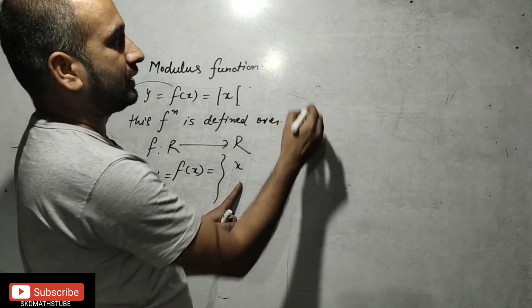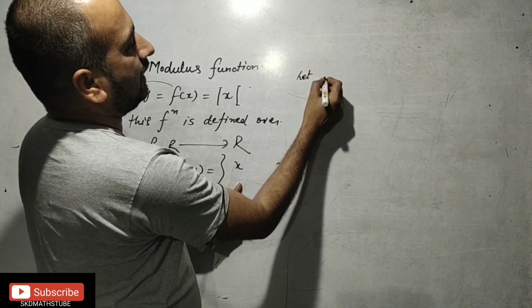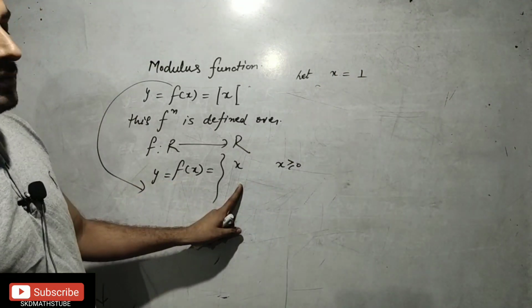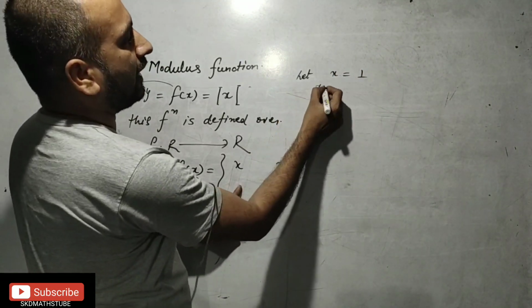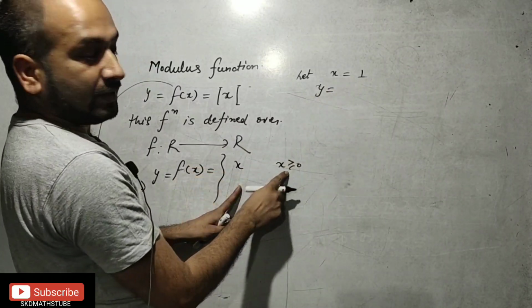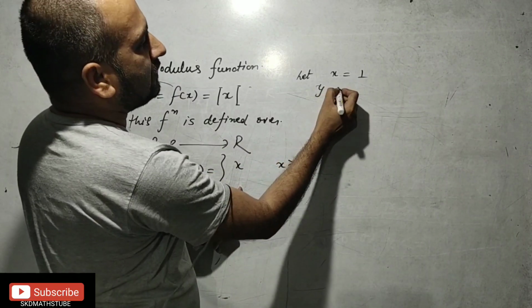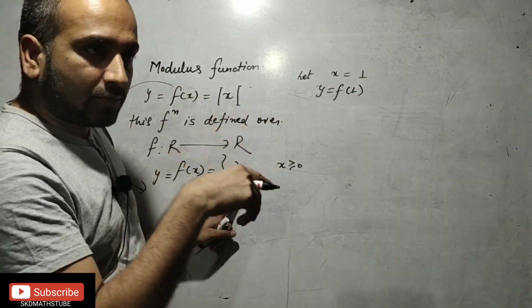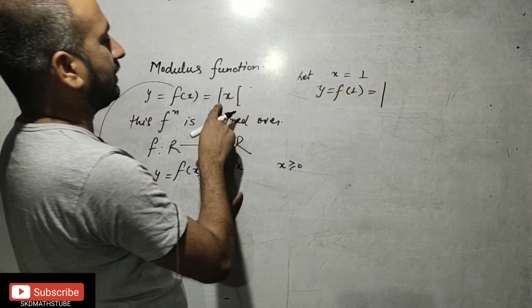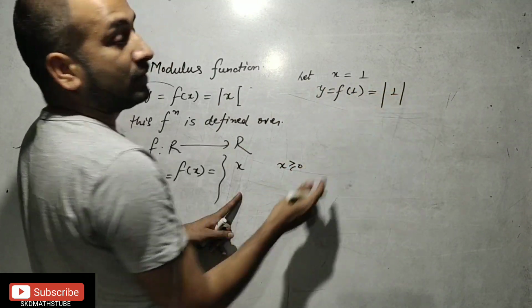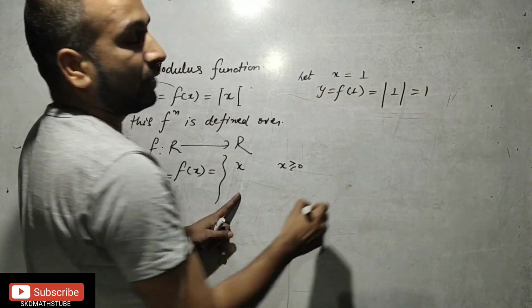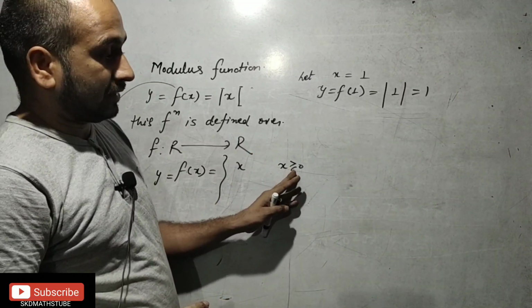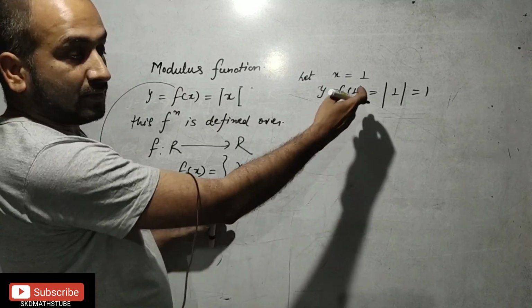Let me give you an example. Let x be 1. What is the value of the function? This 1 is already greater than or equal to 0. So y equals f(1). I have to put 1 in place of x, so this will give you the modulus of 1, which is the same value. Like x is already greater than or equal to 0, so you can compare from here.